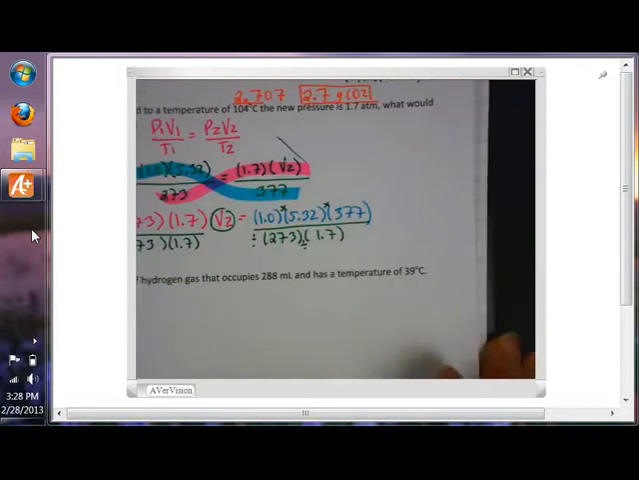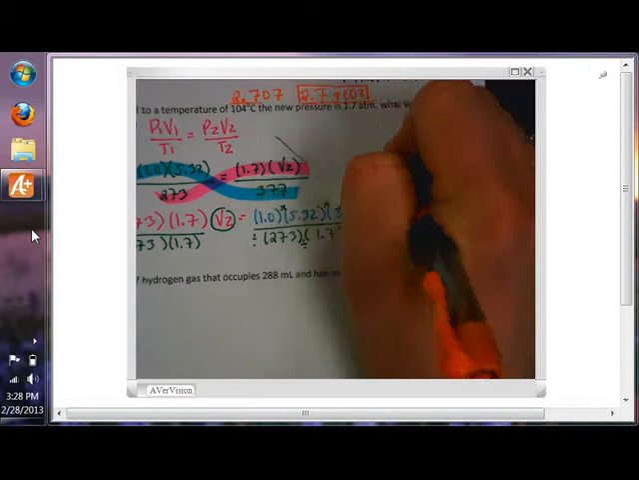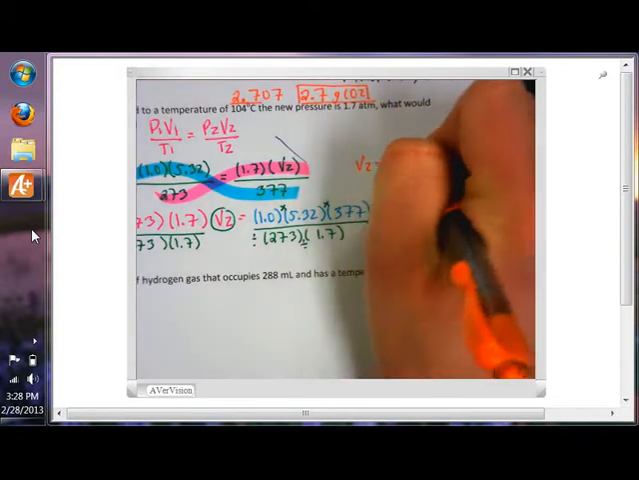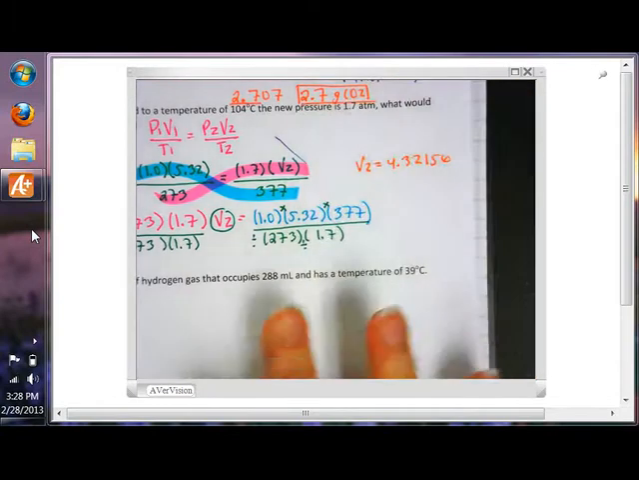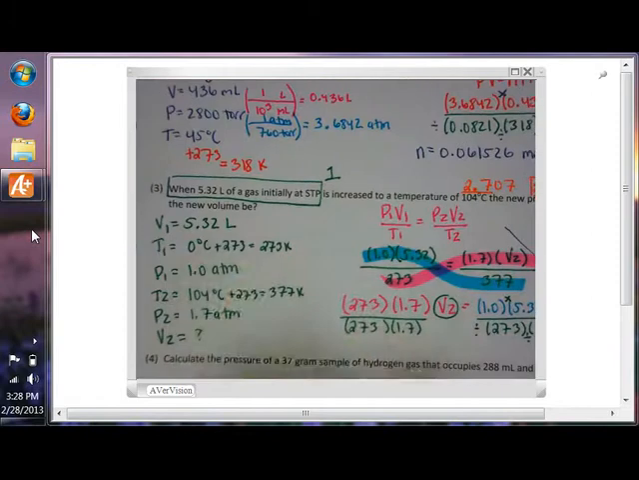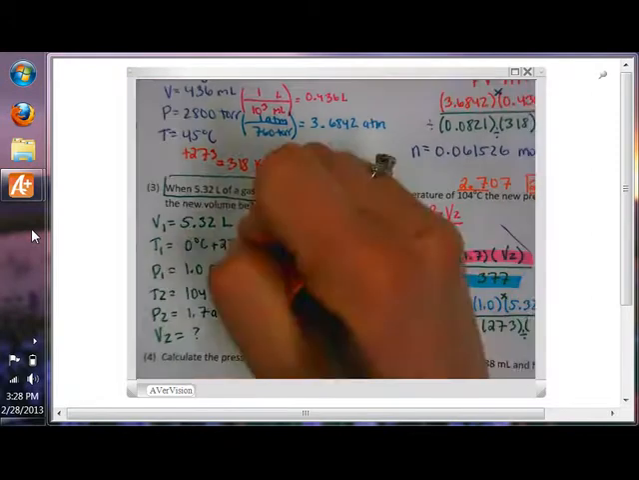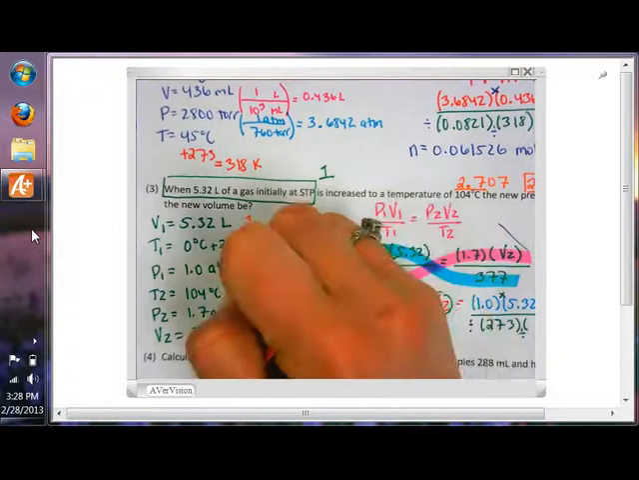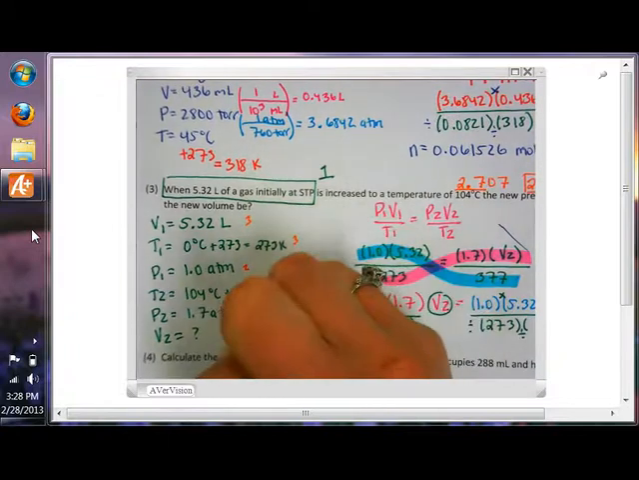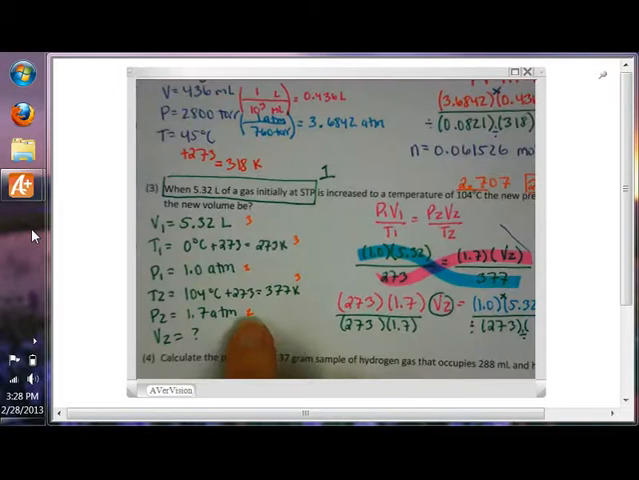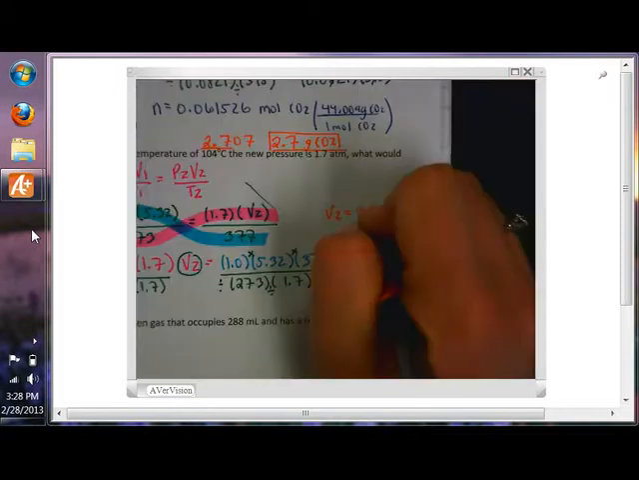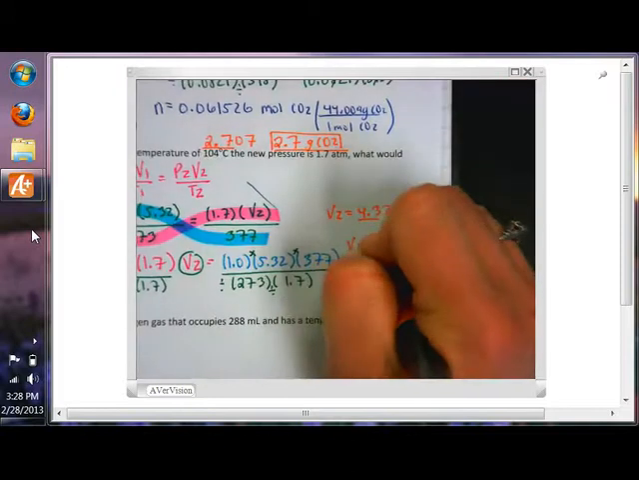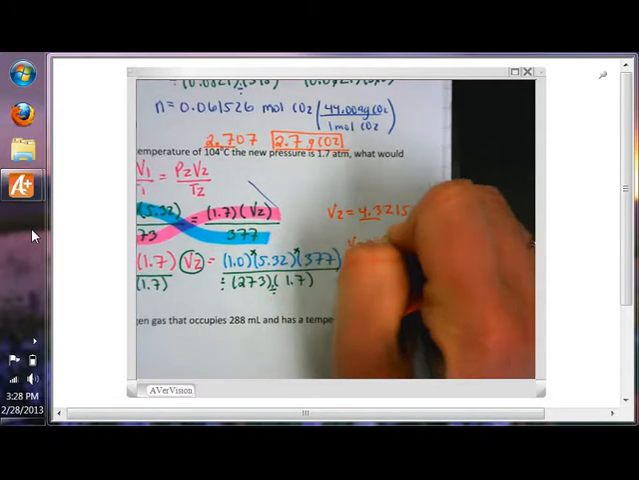4.32156. Go back to sig figs. Use the Kelvin temperature: 3 sig figs, 2 sig figs, 3 sig figs, 2 sig figs. 2 is the lower number. So the final answer is V2 equals 4.3. Now I plugged in liters for volume, so I'm going to spit out liters for volume.